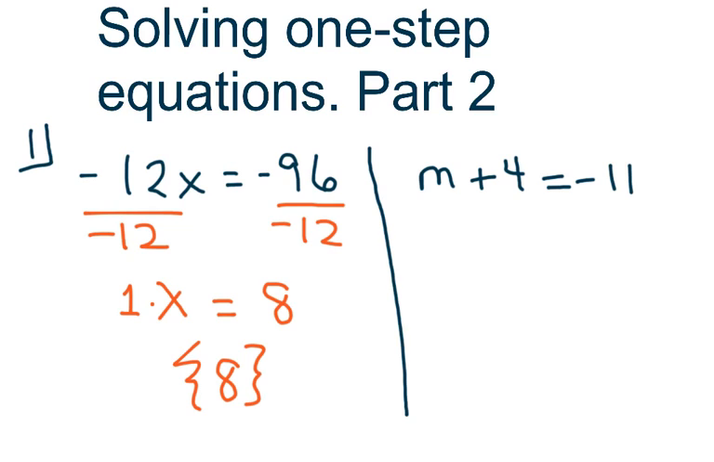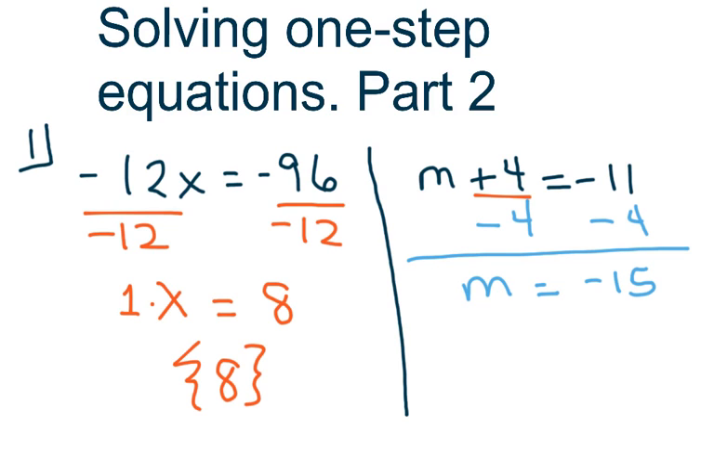In this case, the opposite of +4 is -4. So to isolate m, we subtract 4 to use our zero property. And when you subtract, you get m equals -15. So our solution set is -15. And this would be considered number 2. So we're going to do 8 more.